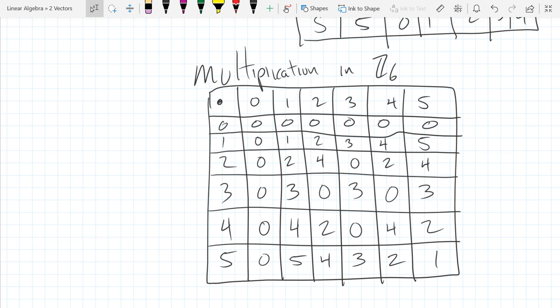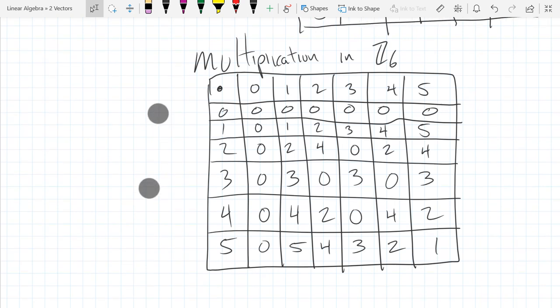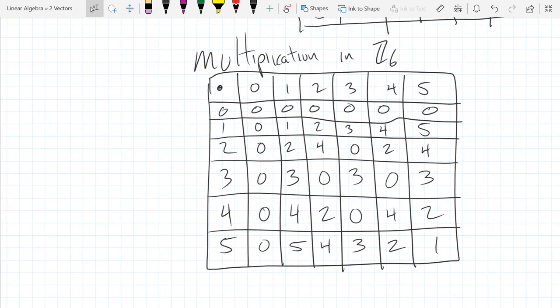All right, questions? You should see a lot of zeros, maybe more than you had expected. You are counting up each row, which could be considered just multiples, basically. That's all you're doing, but the multiples get weird as they wrap around and go from 5 to, you know, 6 is 0. So it's a little strange.